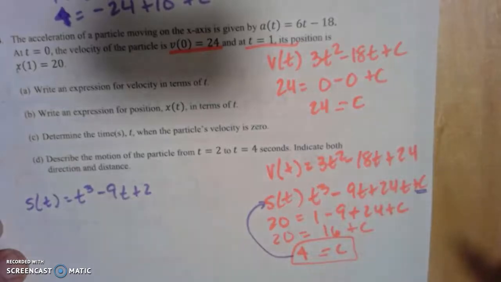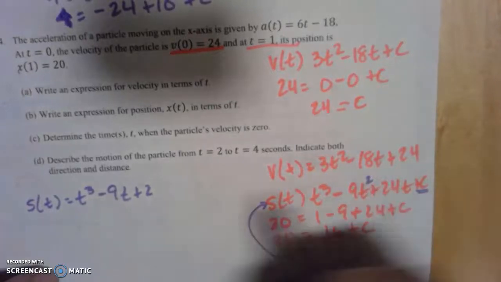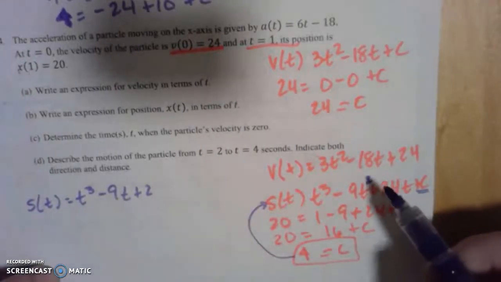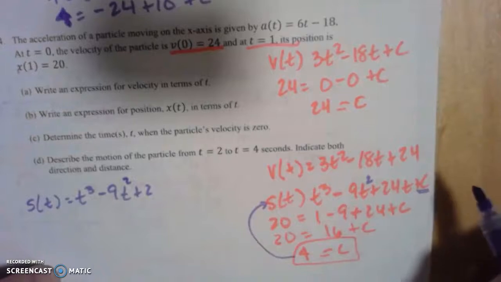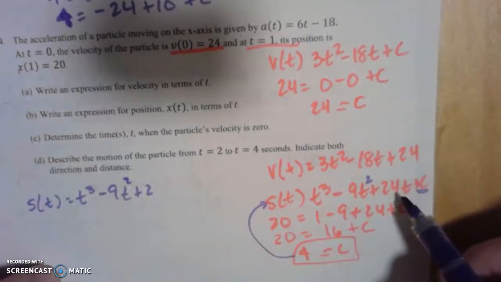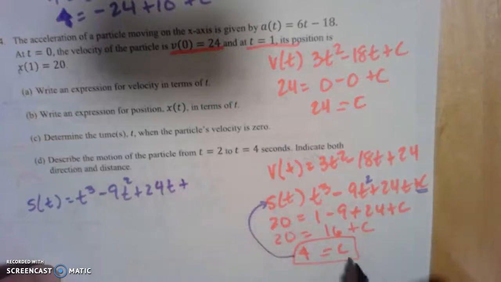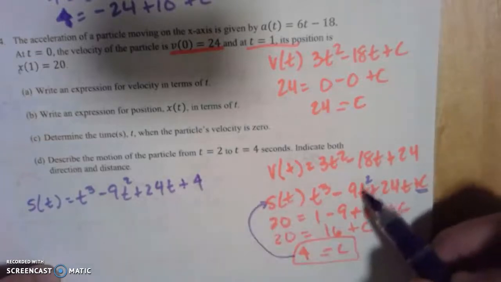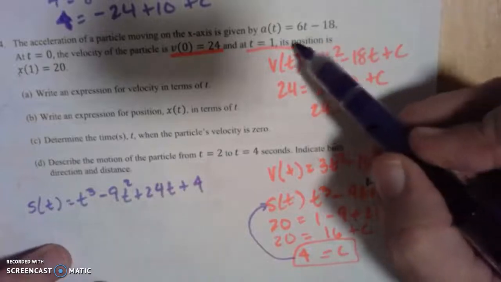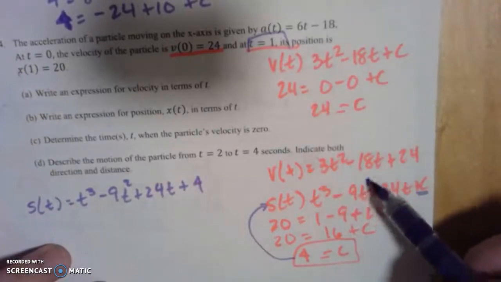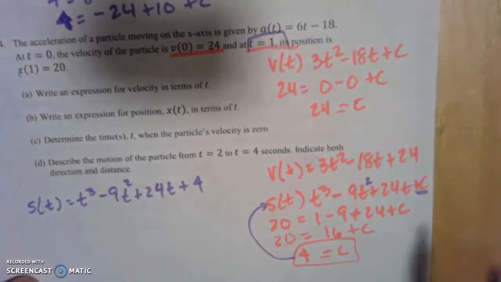Did I forget to put the squared in? Is that going to change something? Hold on. Okay, so I forgot my squared there. Squared plus 24t plus c, and c equals 4. And not writing that squared there is not going to make a difference for this problem, since t equaled 1. 1 and 1 squared is the same, so I kind of lucked out there. I just forgot to put the squared there.